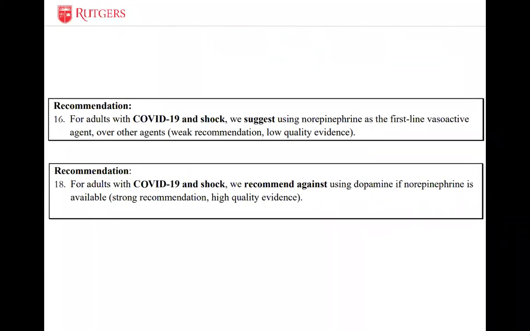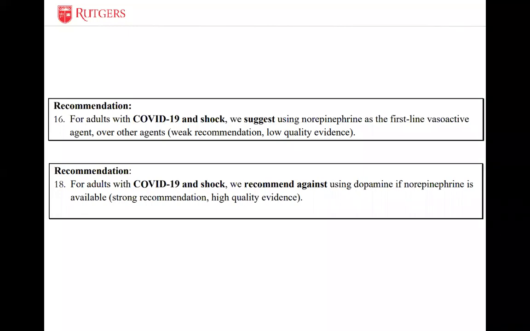So if you have to put somebody on vasopressor agents, which agents do we want to use first? The recommendation in general is to use norepinephrine or Levophed as your first line agent. This holds true for the vast majority of clinical situations that you're going to get into with patients with shock, and that's going to stand with patients with COVID-19.